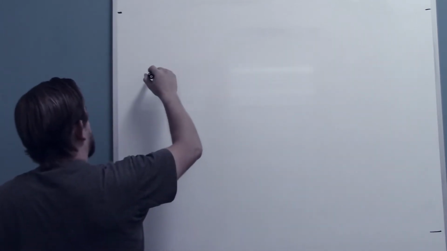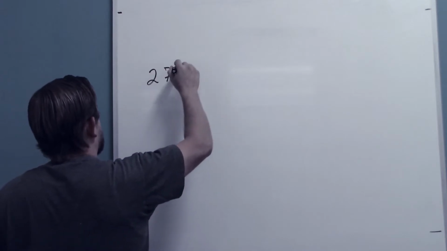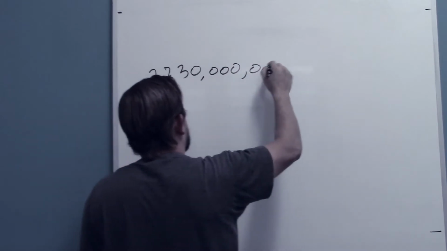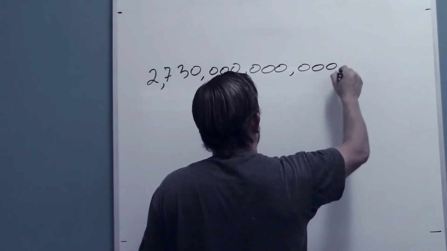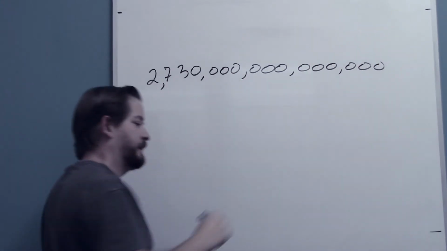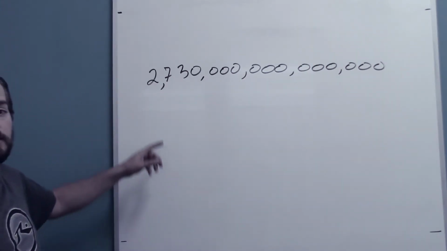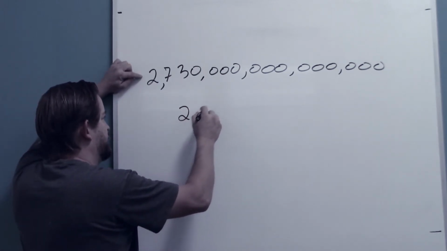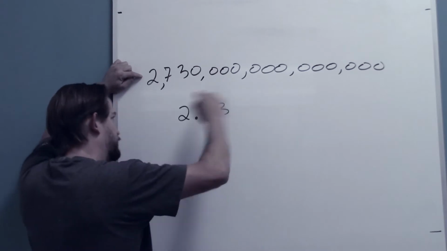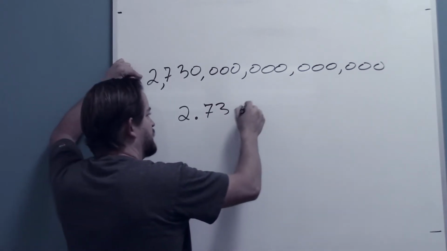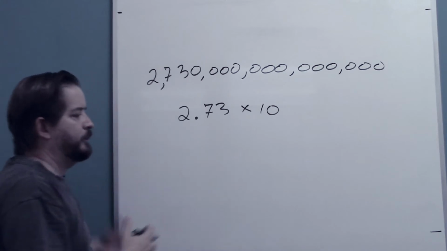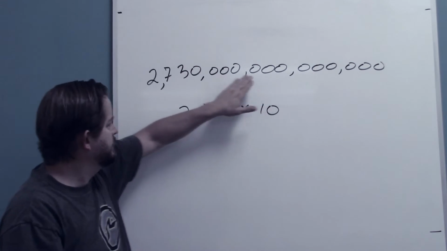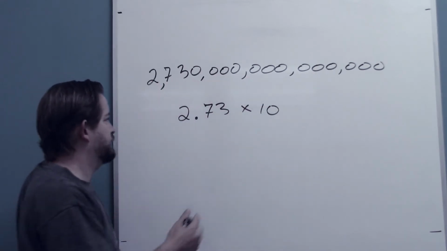Just random big numbers here. There's a big number, right? To write it in scientific notation, that decimal goes after that first non-zero digit, so that's 2.73. Get rid of all of my non-essential zeros, and then write multiplied by 10 to the however many digits were moved, right? So there's 3, 6, 9, 12, 13, 14, 15.